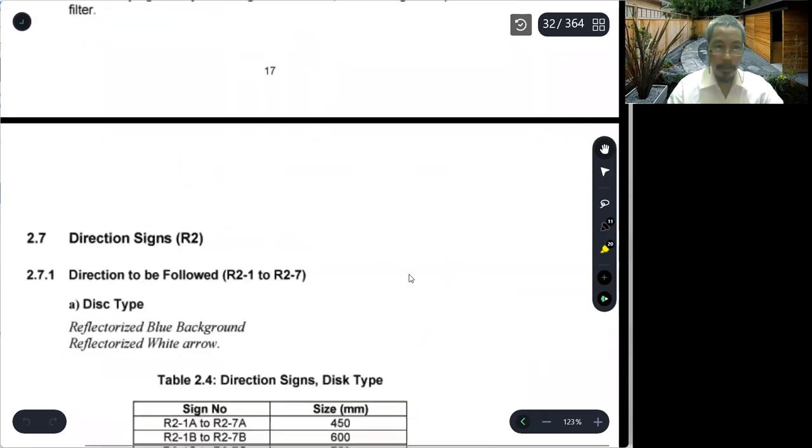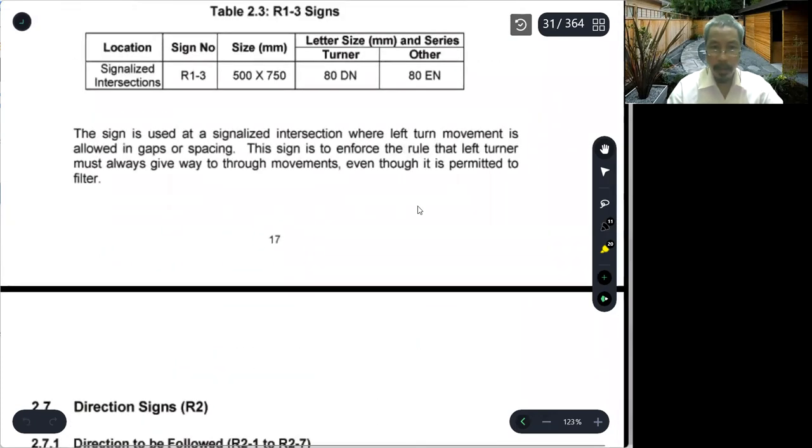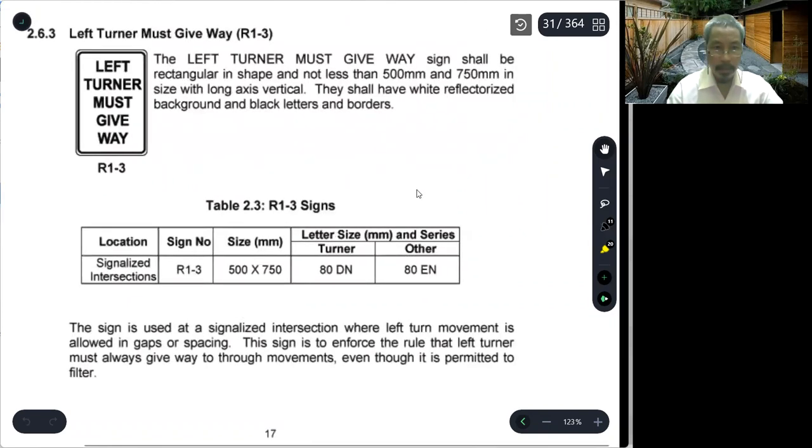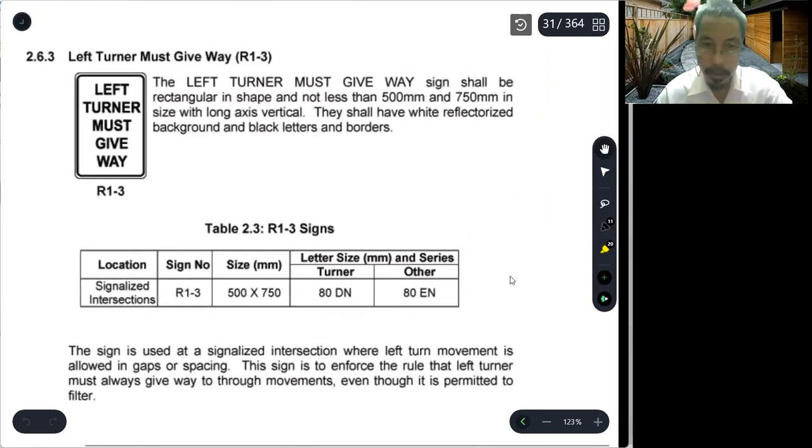So that ends our regulatory signs. This is the last bit.